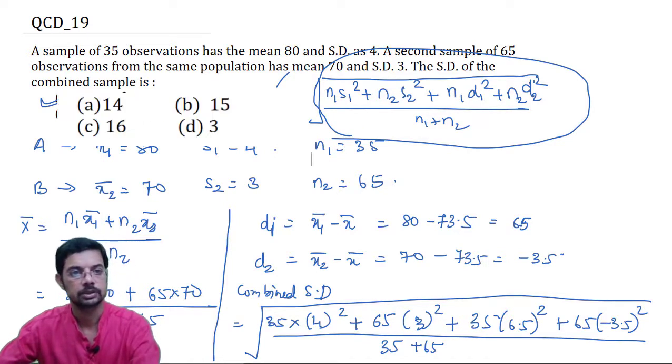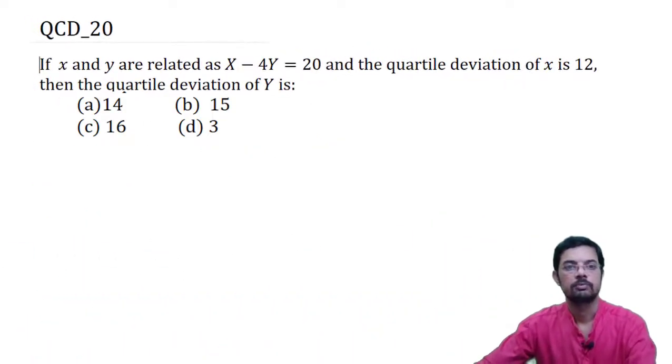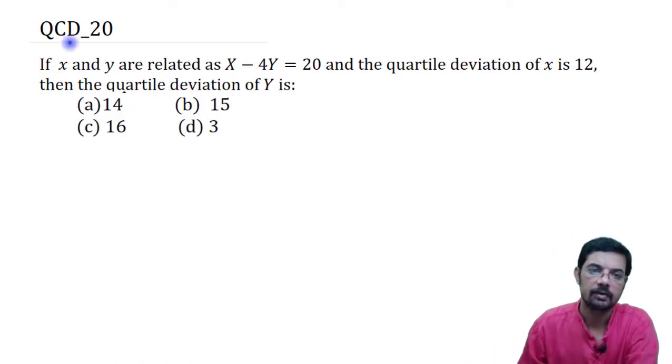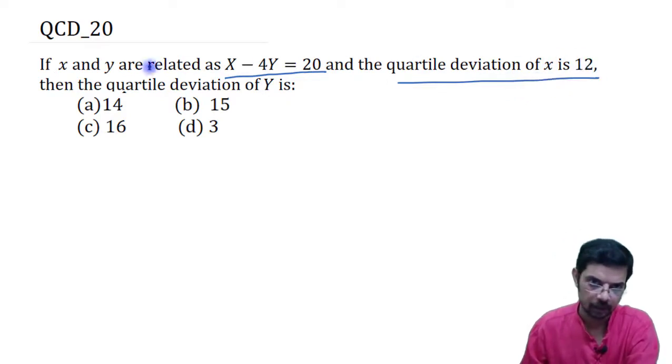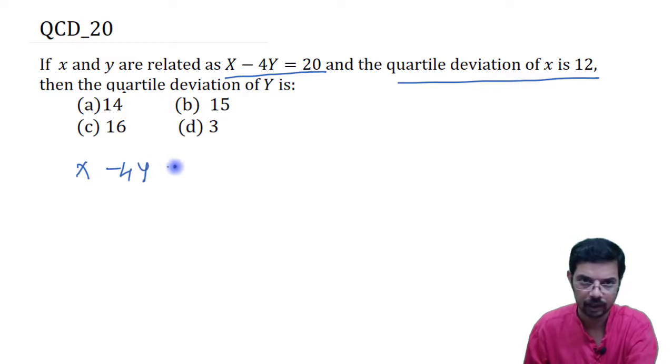Next is question number 20. Here x and y are related to each other by the relationship x minus 4y equal to 20, and the quartile deviation of x is given to you. What is the quartile deviation of y? The quartile deviation is not dependent on the change in origin, but it is dependent on the change in scale. We have x minus 4y equal to 20, so we can write it as x minus 20 equal to 4y.